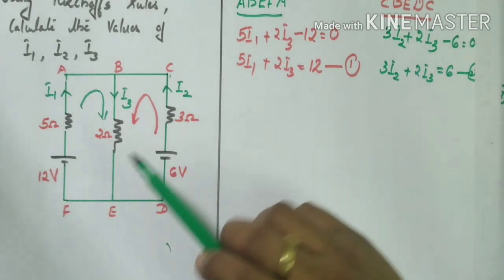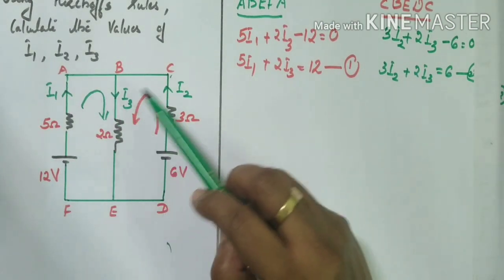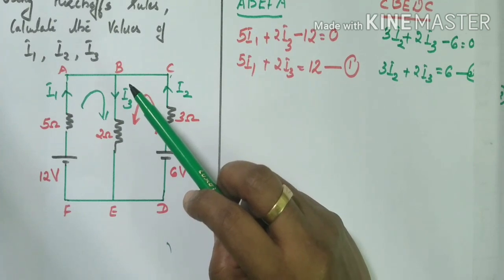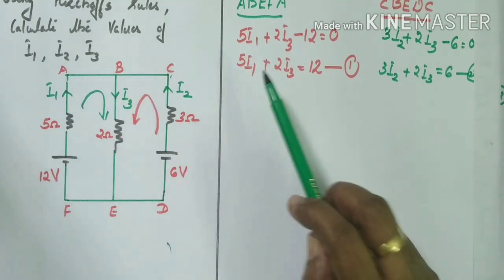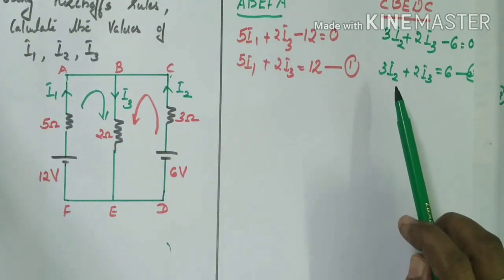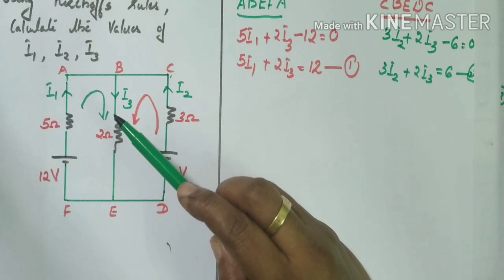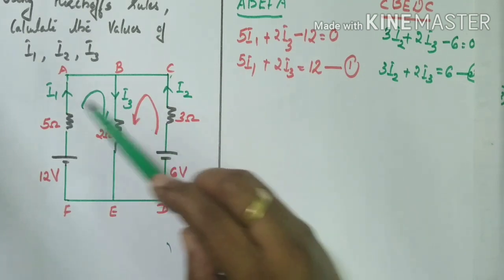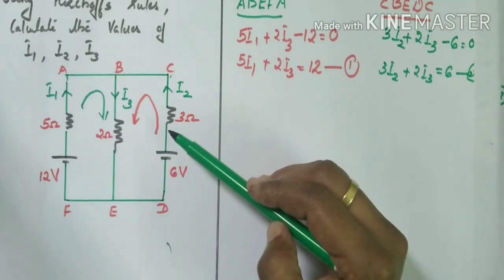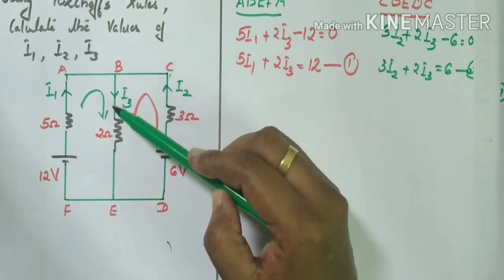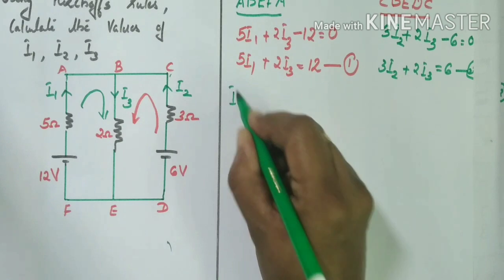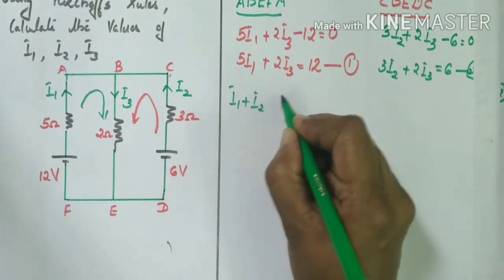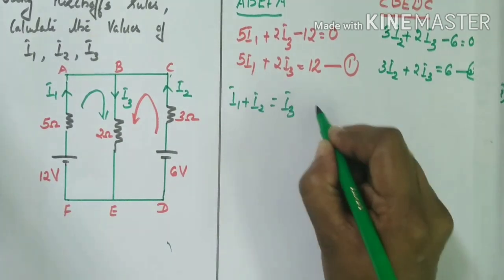Here how many unknowns are there? I1, I2 and I3 are the three unknown currents. So in order to solve for I1, I2 and I3, we have to consider three equations. Two equations we have already obtained from the loop rule. For the third one, can we apply the junction rule here? Yes, we can. I1 and I2 combine to form I3. So from the junction rule we can write I1 plus I2 is equal to I3. That is the third equation.